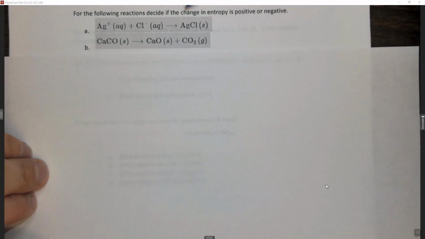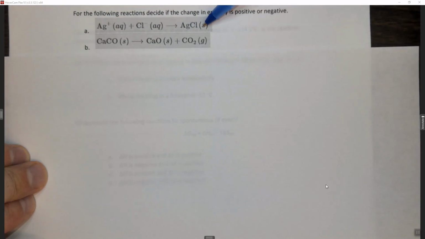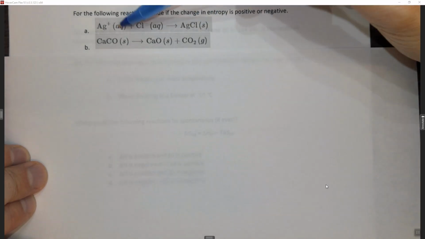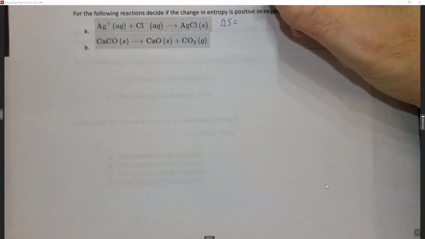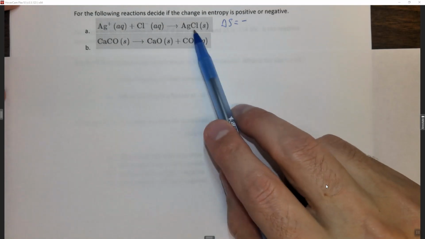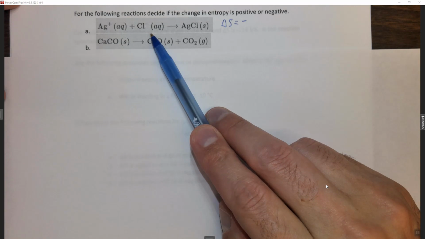But this one says, for the following reactions, decide if the change in entropy is positive or negative. In this case, we have aqueous ions forming a crystalline solid. You have ions floating around in solution with freedom of motion, forming a more ordered crystalline solid, AgCl solid. So in this case, these were more random, and this is less random. So delta S is going to be negative because entropy decreases. Said another way, AgCl is more ordered than silver ions and chloride ions floating around in solution.